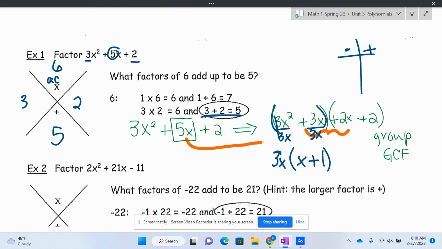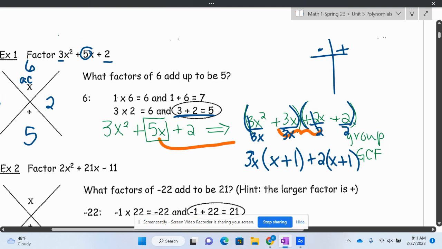Now I'm going to go to my next grouping. Is there a common factor there? What is the greatest common factor? This doesn't have an x in it. So it's just 2. So that means I'm going to take out a positive 2. So I write plus 2. And then I'm going to divide each term by 2. 2x divided by 2 just leaves me with an x. And 2 divided by 2 leaves me with a 1.